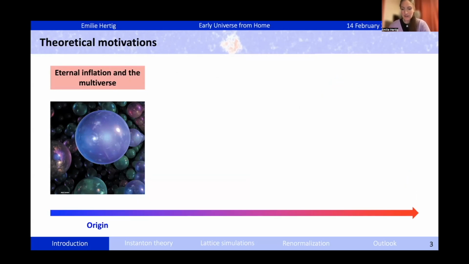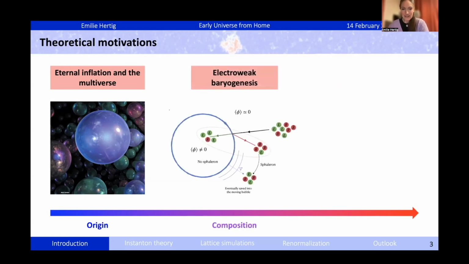The second motivation relates to the composition of our universe, in particular to the matter-antimatter asymmetry. In several extensions of the Standard Model, the electroweak phase transition is strongly first order, and CP-violating processes at the bubble walls create the baryon asymmetry that we observe today.